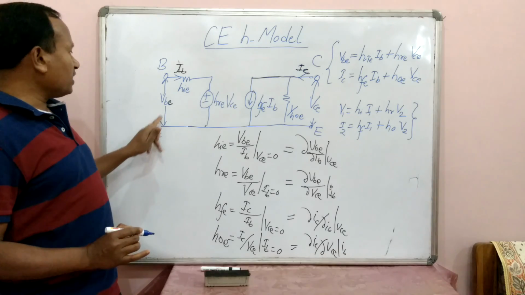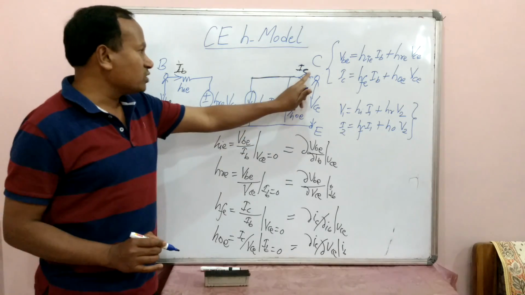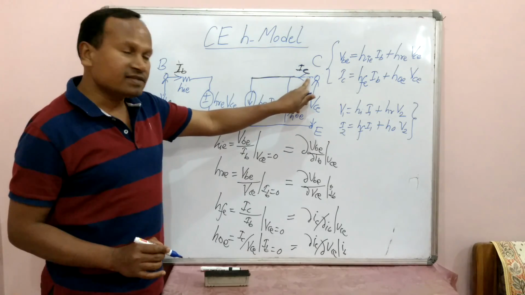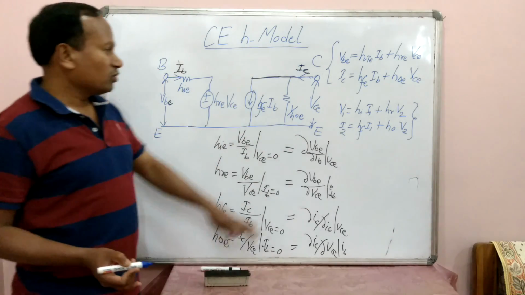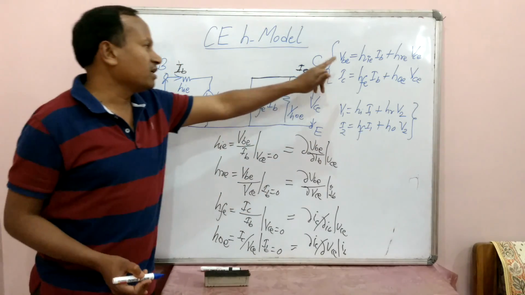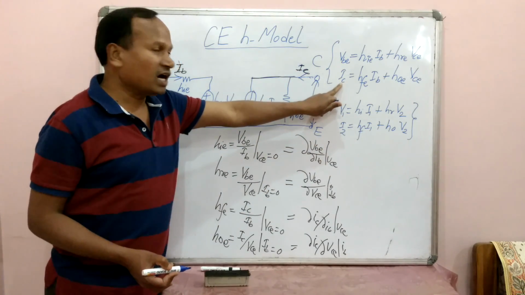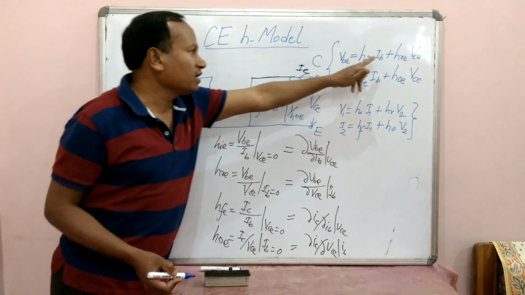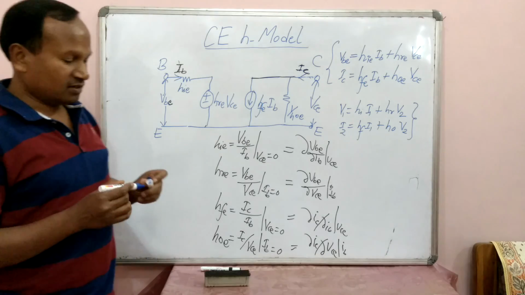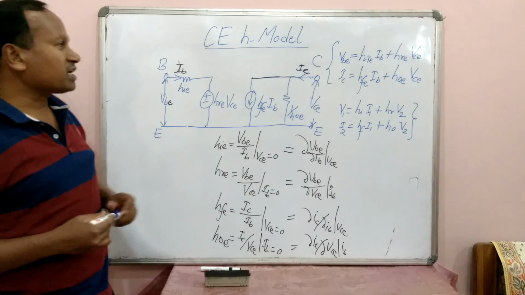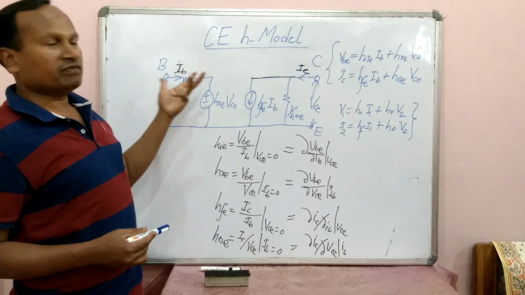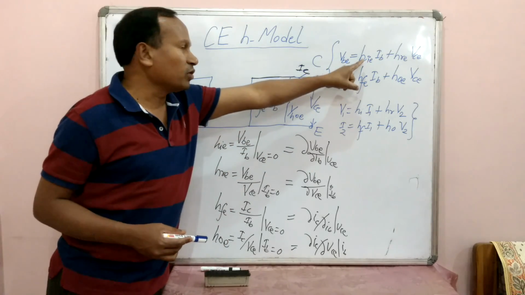So what is V1 in this case? VB. What is I2? IC. What is I1? IB. And therefore these two equations can be written for the common emitter amplifier very simply: VB, that is V1, IC, that is I2, and IB, that is I1. And what is V2? VCE. And we have added only one subscript, E, to each. Why? Common emitter amplifier.